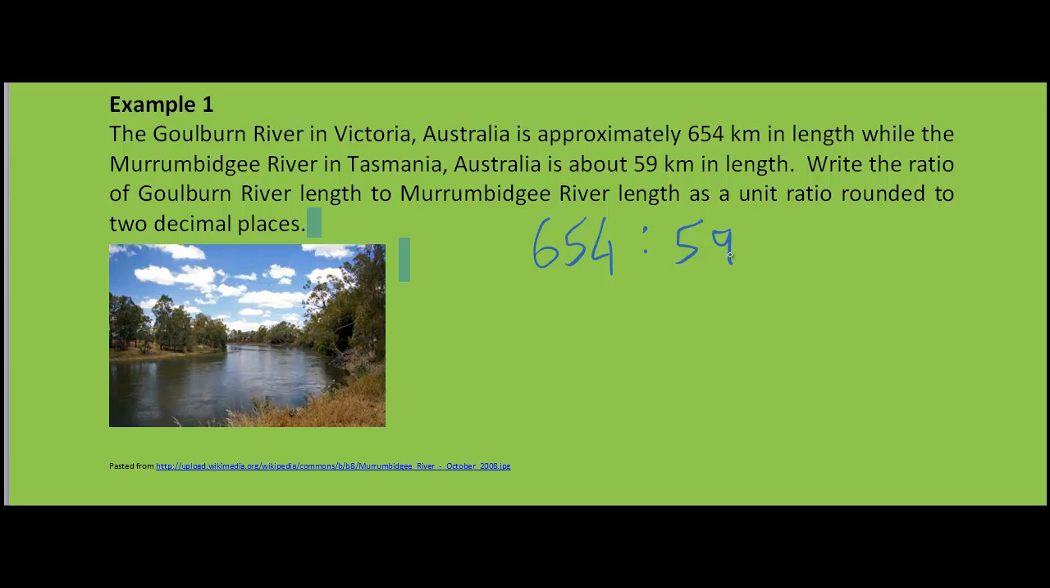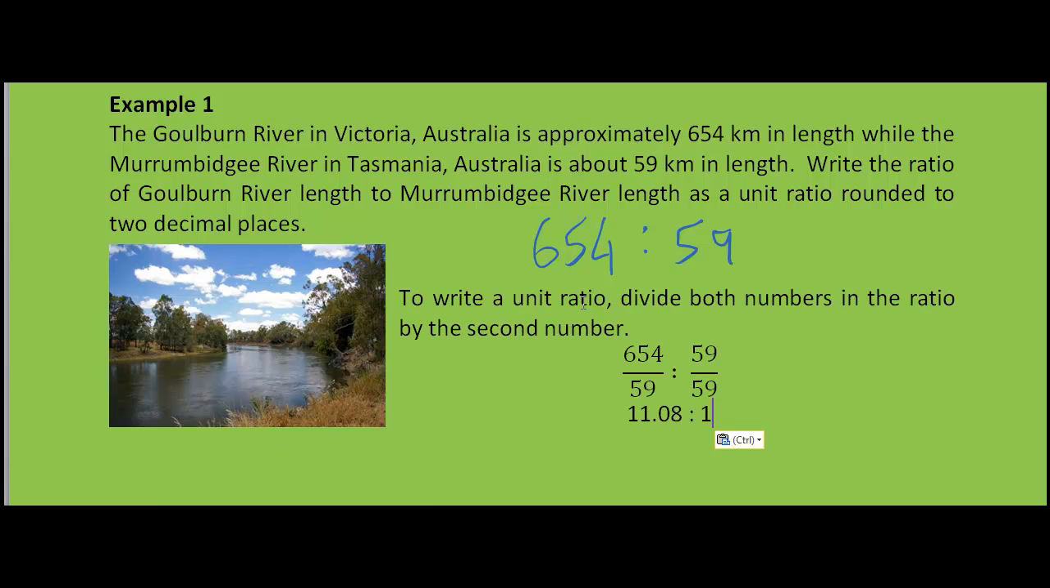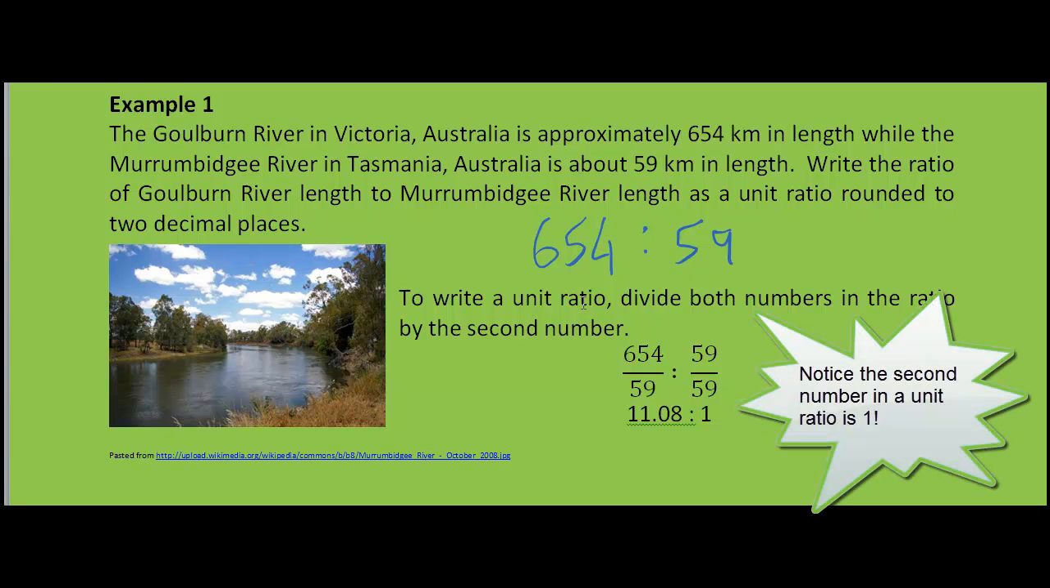Writing the ratio of their lengths as a unit ratio makes answering this question easier and gives us values that are more meaningful. To write a unit ratio, we want to divide both numbers in the ratio by the second. So we divide 654 by the second number, which is 59, which gives us 11.08, and we divide the second number by itself to give us 1. So now we have a ratio of 11.08 is to 1. This is called a unit ratio.